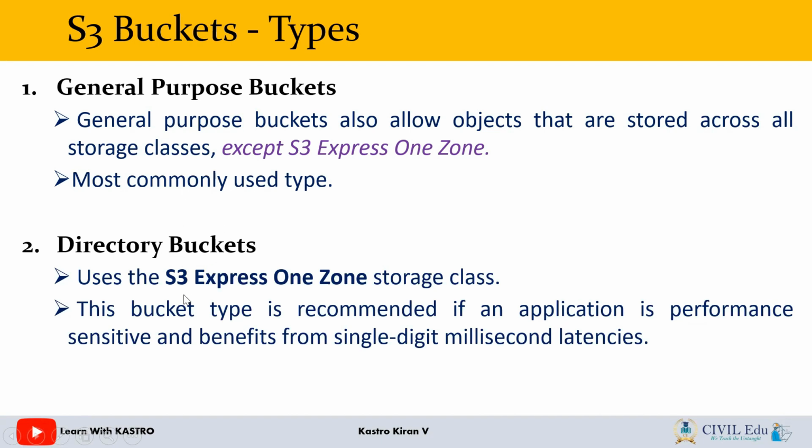So these are the two types of buckets that are available. One is general purpose buckets and the second one is directory buckets. General purpose buckets we can create in all the storage classes except the S3 Express One Zone. Whereas directory buckets are the buckets which use only the S3 Express One Zone storage class.